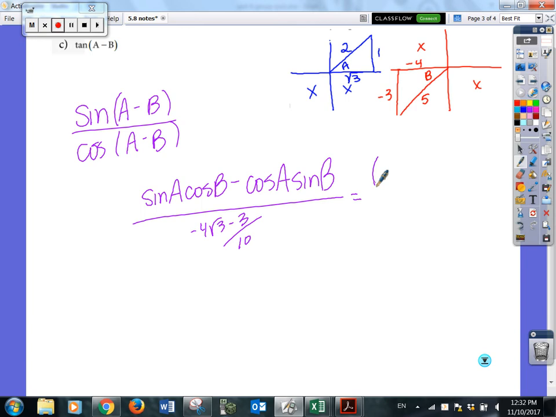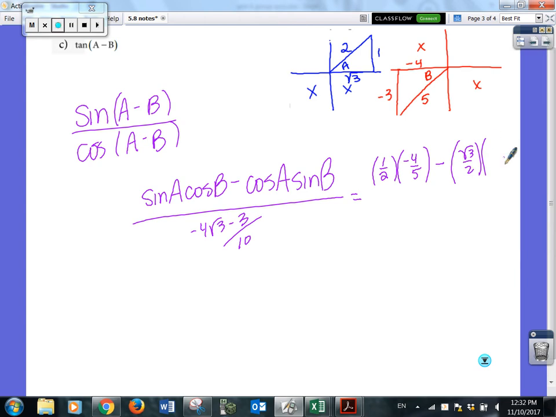So sine of A, still 1/2, cosine of B, negative 4/5, minus cosine of A, root 3 over 2, and sine of B, negative 3 over 5. And so we still have our denominator. So again, these problems take a little bit of time just because there's a lot of work involved, but each little step should not be that difficult.